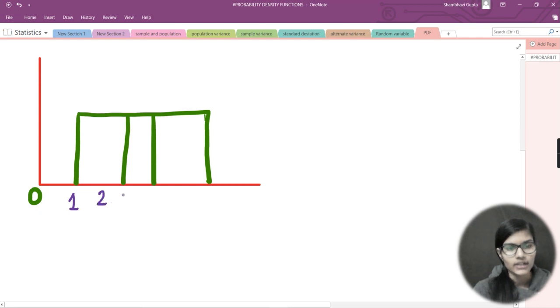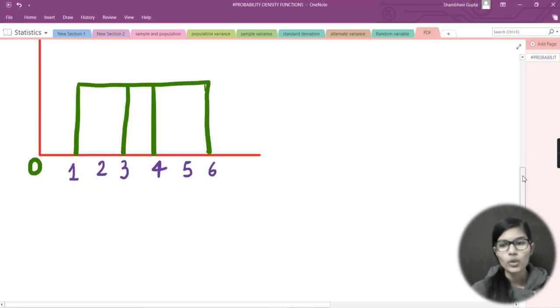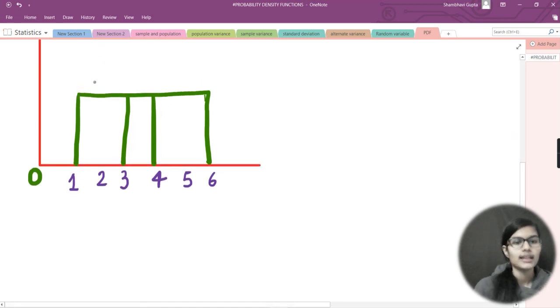Let's say I write 1, 2, 3, 4, 5 and 6. Now let's say I want to find the area between 3 and 4. What I'm going to do is first color this portion, so that we get an idea that we are finding the area of this function.